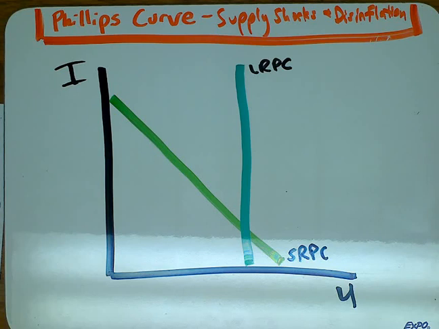Alright, AP Econ, this is your last video on the Phillips curve. In this video we're going to talk about supply shocks, and then we're also going to talk about the cost of disinflation. So go back and look at the last videos if you need to understand the relationship between the Phillips curve and the aggregate supply and demand models. In this video we're going to mainly just look at what happens on the Phillips curve.